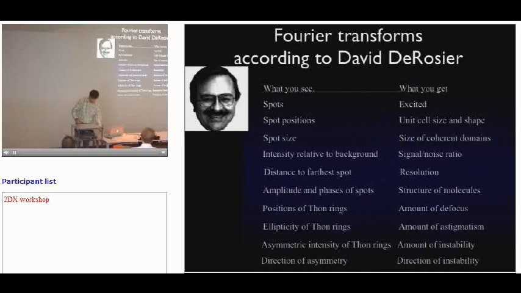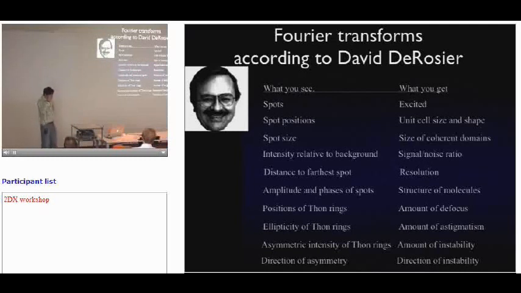So what you should take home from these spots that you get in Fourier transforms. The very first thing, obviously, if you have spots, then you get excited. The spot positions tell you about the unit cell size and shape, and this is probably more what Michael is going to talk about. The spot size tells you about the coherence, so how well defined the lattice is, and then the intensity relative to the background tells you about the signal to noise, and that's being used during the CTF corrections. The distance to the farthest spot, of course, tells you the resolution.